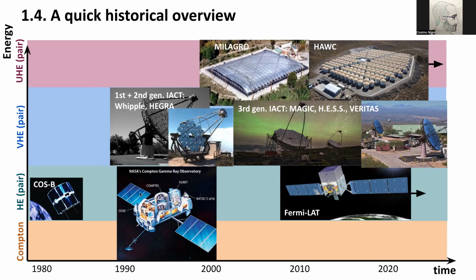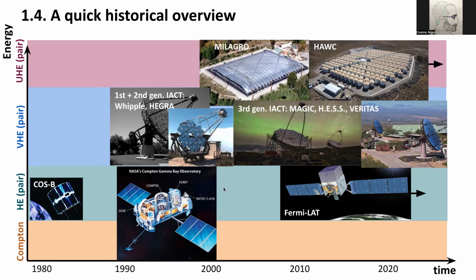Then the 90s were the time of the Compton Gamma Ray Observatory. That was an orbiting instrument that contained both a Compton telescope, COMPTEL, and another pair-production telescope, EGRET. It operated for 10 years and discovered a lot of sources. This was the period in which the first and second generation of imaging atmospheric Cherenkov telescopes were developed. In particular, in 1989, the Whipple telescope, that at the time had already been under construction for a couple of decades, firmly detected a signal from the Crab Nebula at very high energies.